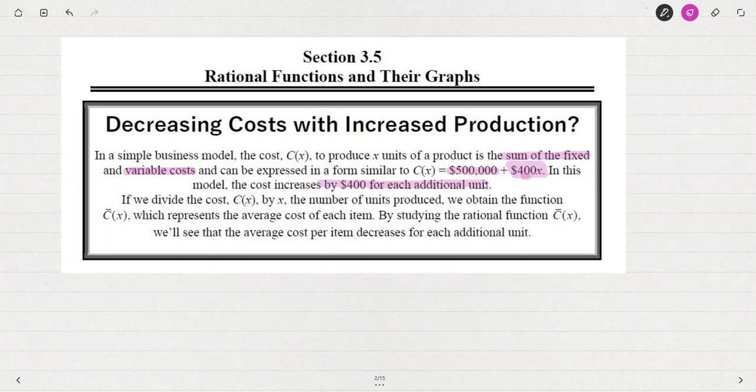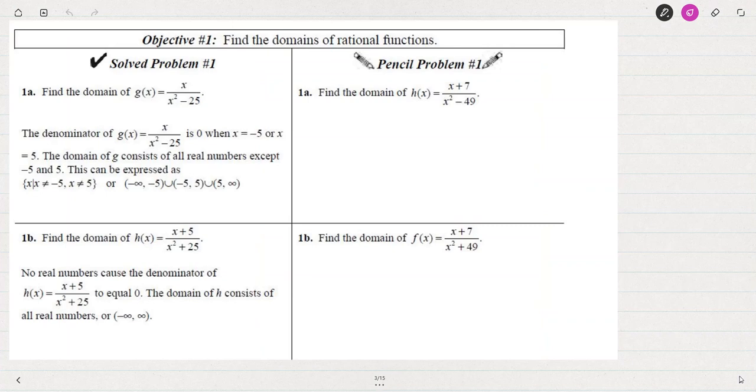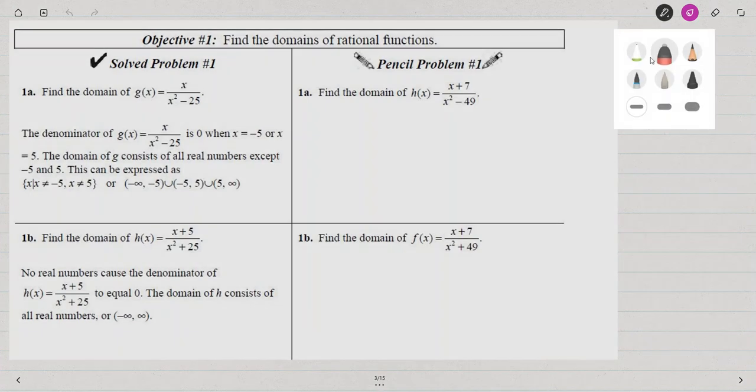What we might want to be able to calculate is the C bar of x, the average cost of each item. So we would use the C bar of x, which is going to be a rational equation or function. And by the end of this unit, you'll be able to solve some application problems about the average cost. So let's get started with the domain first.